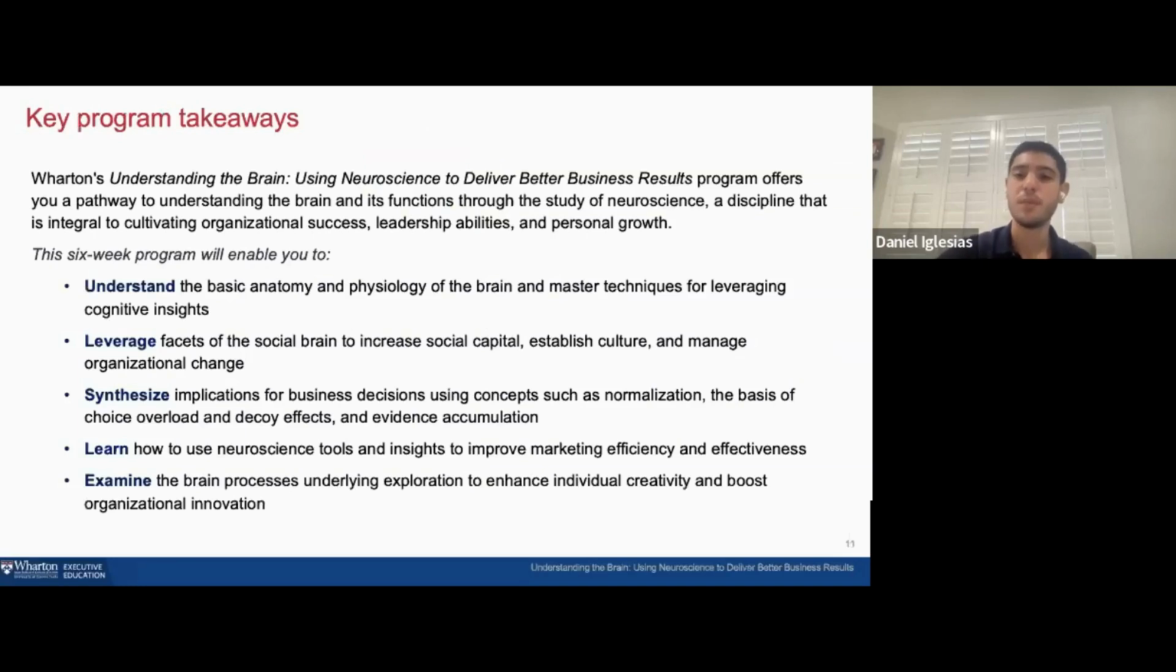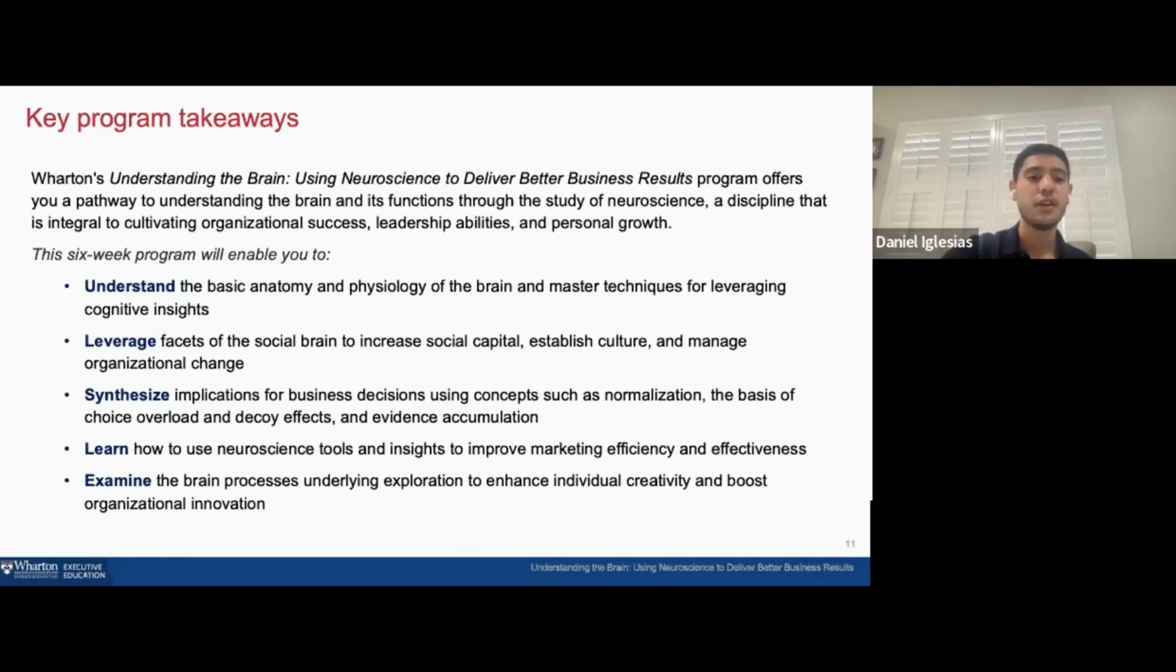So transitioning to our key program takeaways, what should one who is a participant in this course be able to take away with them after having gone through their experience and receiving their certificate? There are 6 pillars: understanding the basic anatomy and physiology of the brain and master techniques for leveraging cognitive insights. That's really going to tie down to the fundamentals of the course from an academic lens, truly understanding neuroscience and the brain. And from thereafter, we'll turn the key and unlock leveraging facets of the brain to increase social capital, establish culture, and manage organizational change.